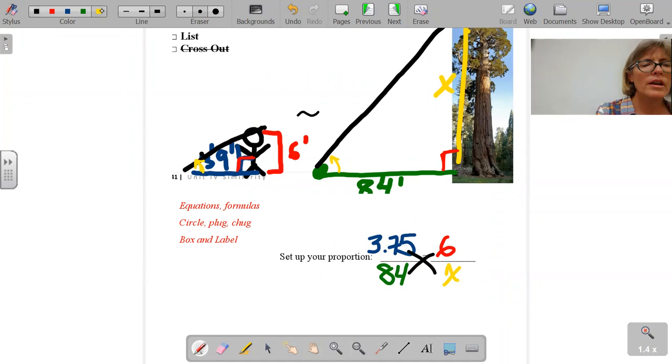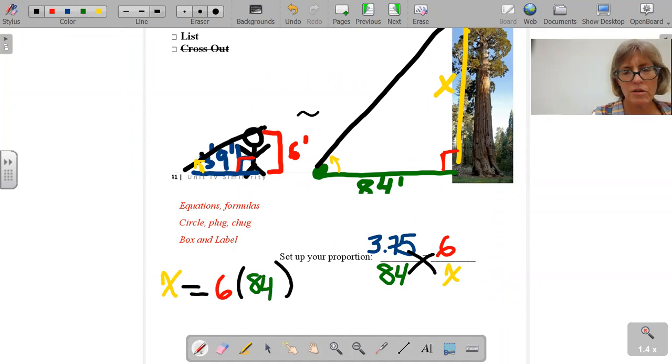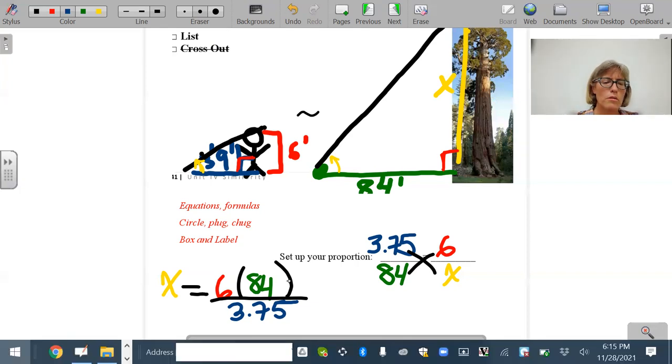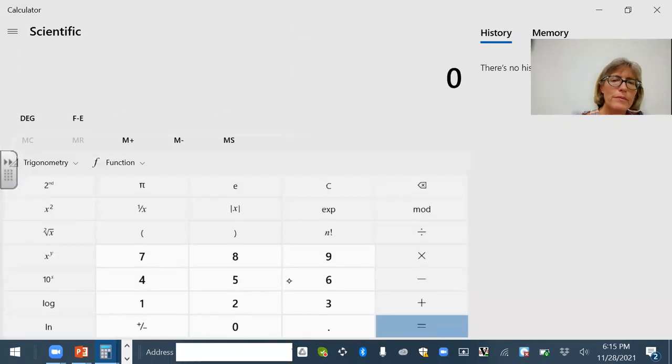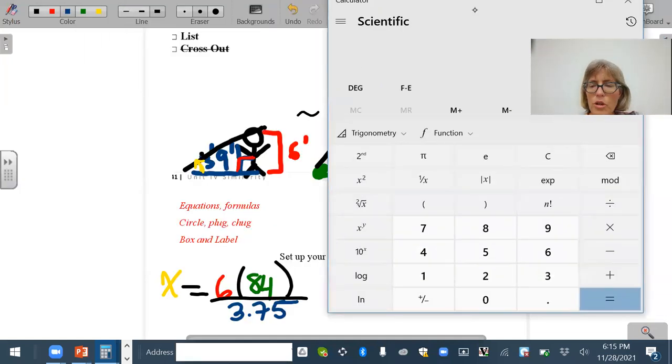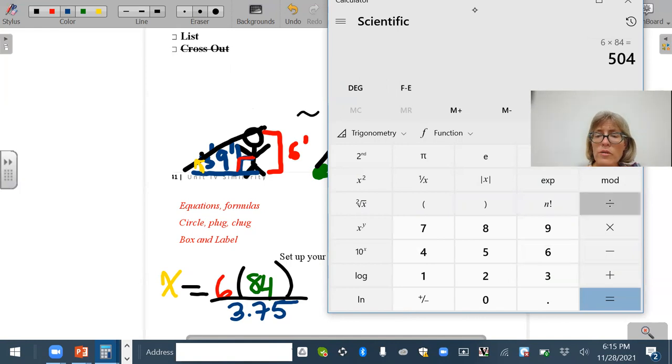That's where we're at. And if you isolate x, it's going to equal, let me keep it color coded here, 6 times 84. This is all in feet over 3.75. Now, you can get your calculators. Get x by itself, and we're going to do 6 times 84, 504. I'm going to divide by 3.75. We get 134.4 feet.